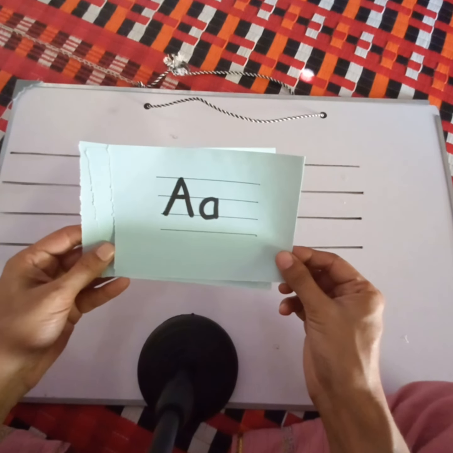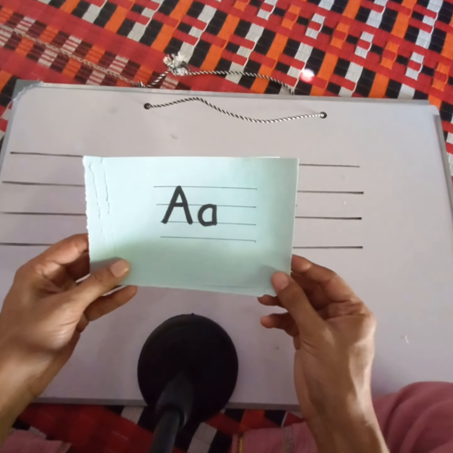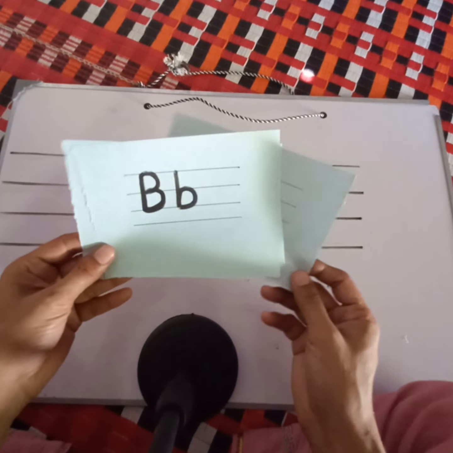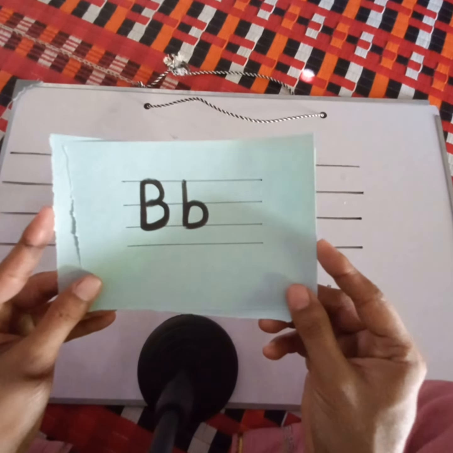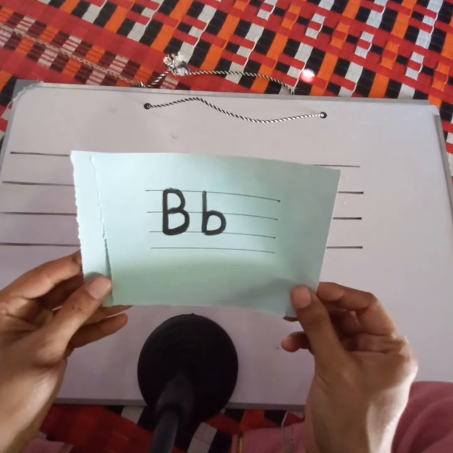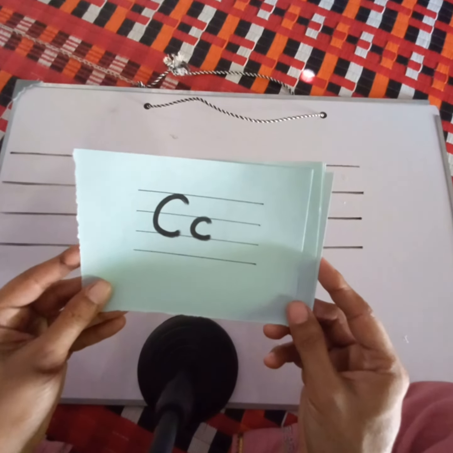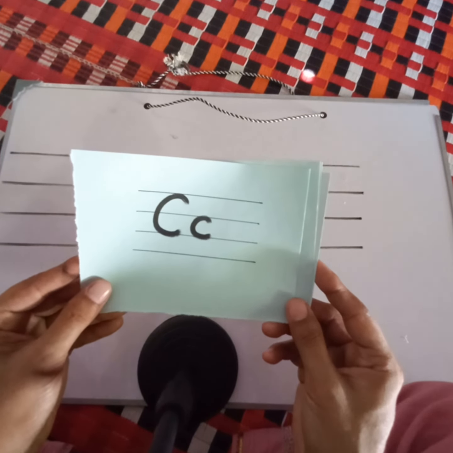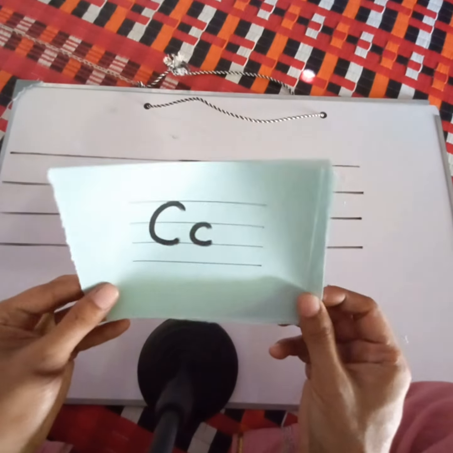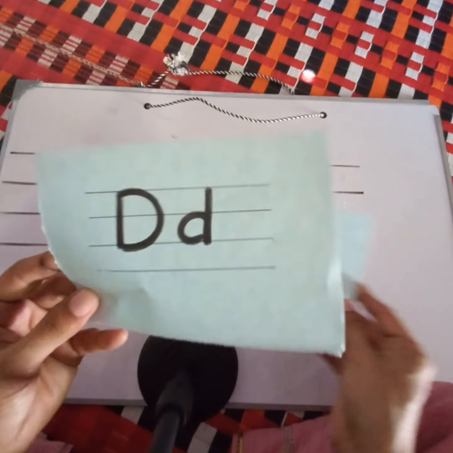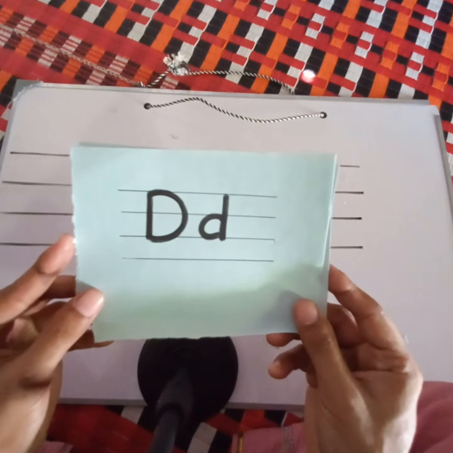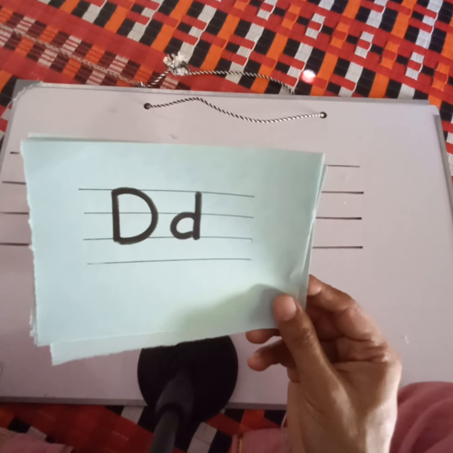Letter A. Letter A makes the sound A. Letter B makes the sound B. Letter C makes the sound K. And letter D makes the sound D.